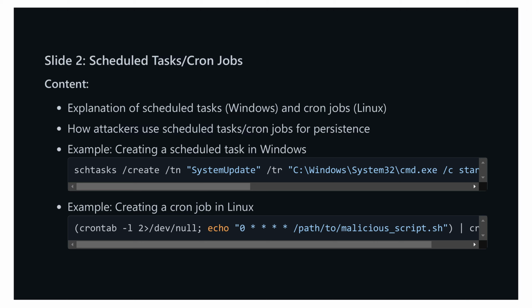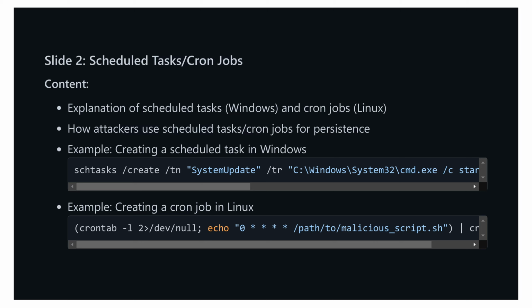For instance, here's a classic example of creating a scheduled task in Windows using the schtasks command. Shell: schtasks /create /tn "System Update" /tr "C:\Windows\System32\cmd.exe /c start". In this case, a task named System Update is created, which executes a command shell, potentially to download and run malicious payloads each time it's triggered.